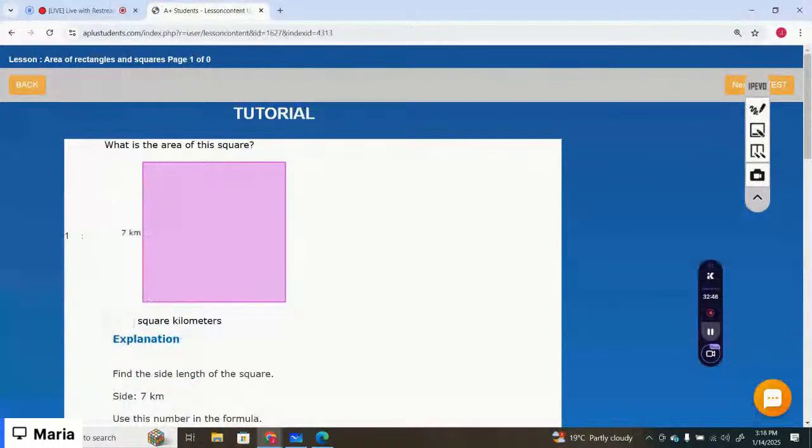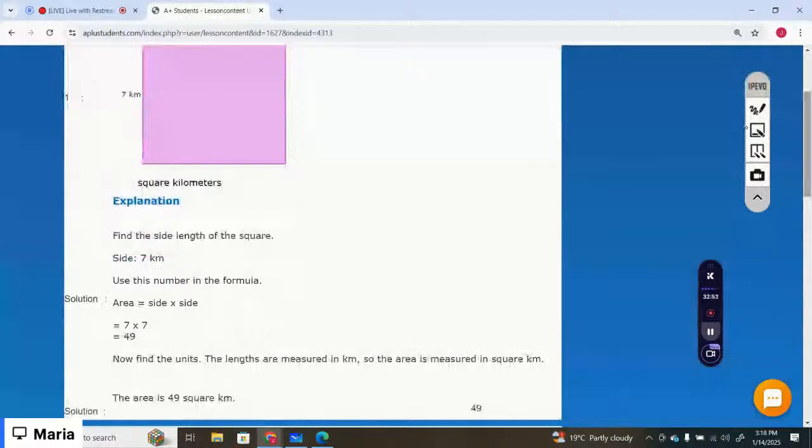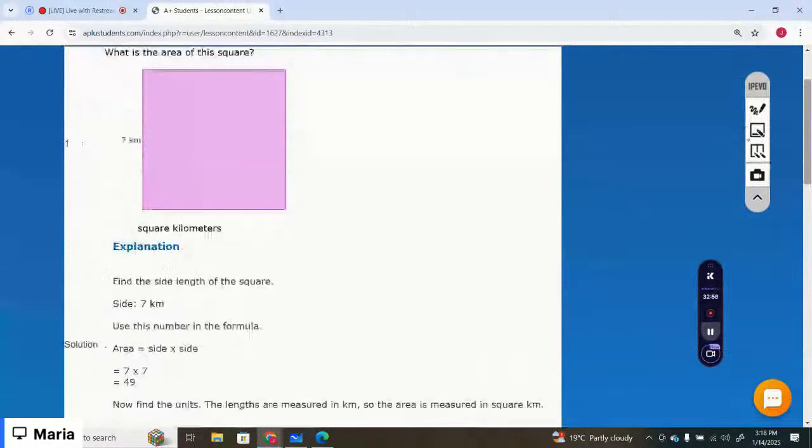What is the area of a square? How do we calculate the area of a square? A square has all four sides equal in length, right? So the area of a square is side times side. For the given square, the side length is 7. So you have to do 7 times 7, that's 49.